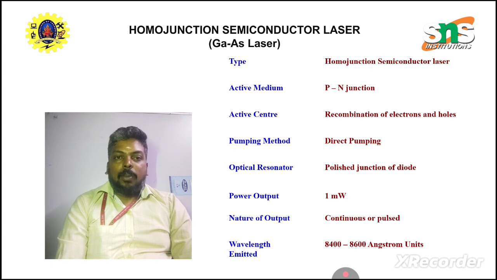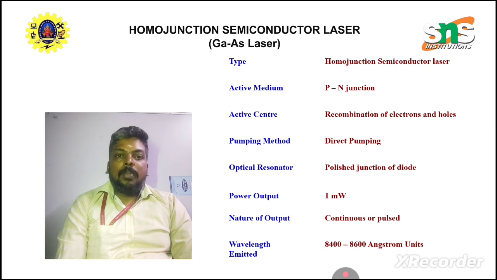We have already discussed the components of lasers. First we look at the homojunction. The active medium will be the p-type or n-type material. Then the activation center is the process that produces the laser light. Here, the recombination of electrons and holes is responsible for the production of laser light.